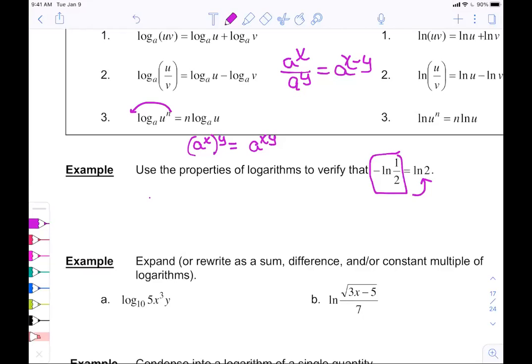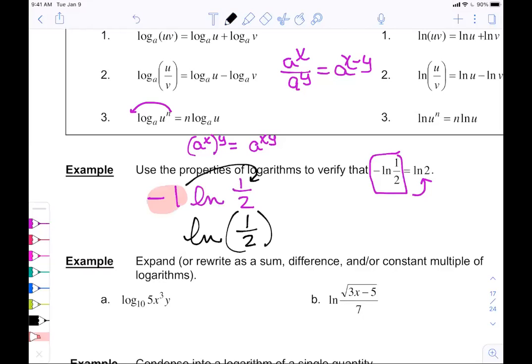Excellent, yeah. So really this is -1 times the natural log of 1/2. So Peter is saying take that number in front and move it as an exponent. So we have the natural log of 1/2 and then to the -1. Peter, if you have a -1 exponent, what is that really doing with the 1/2? It's going to flip it. Yeah, it's going to flip it. So that's just using that third property.